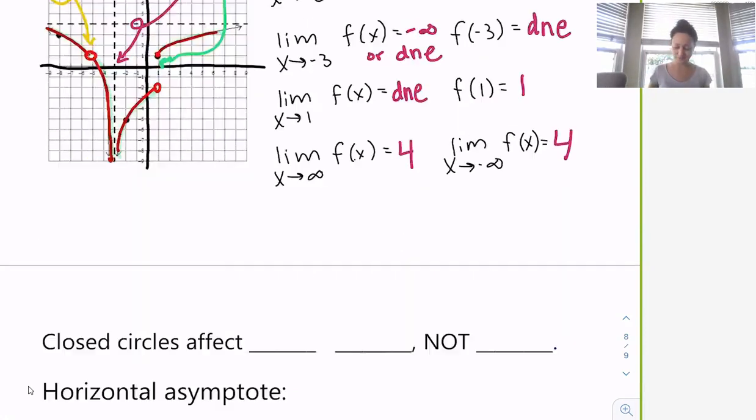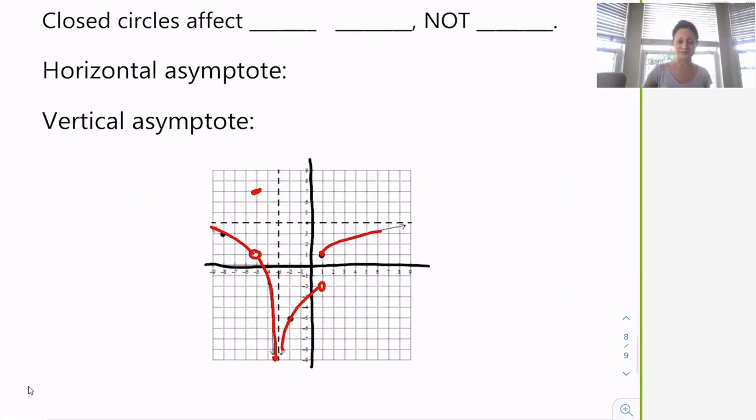Okay, so let's write some closing statements here. Will you write this with me in your notes, please? Closed circles affect what, not what? What do you think? Yeah, so closed circles affect function values, not limits, right? So don't ever think, oh, there's a closed circle there that affects the limit. Nope, that is just talking about the function value.